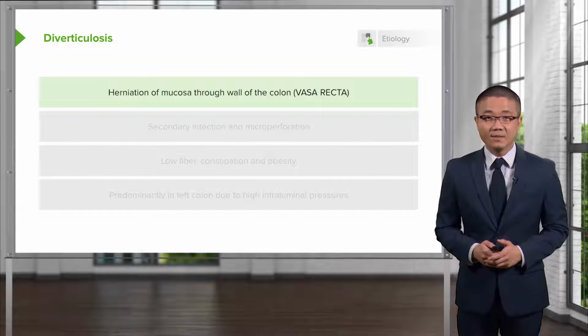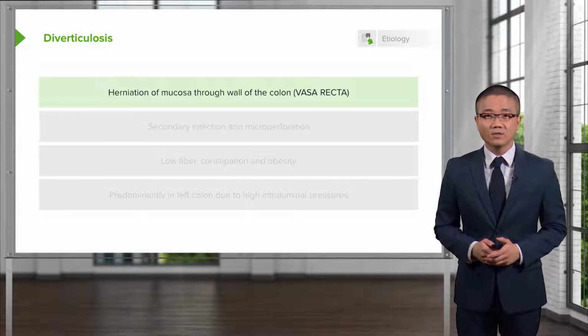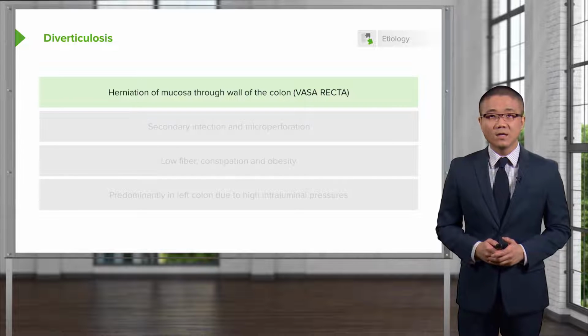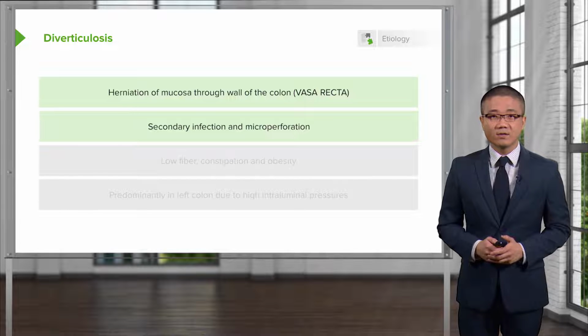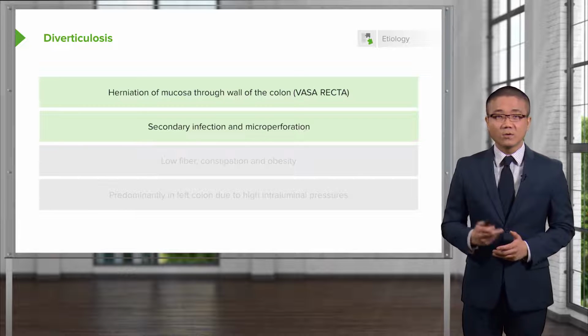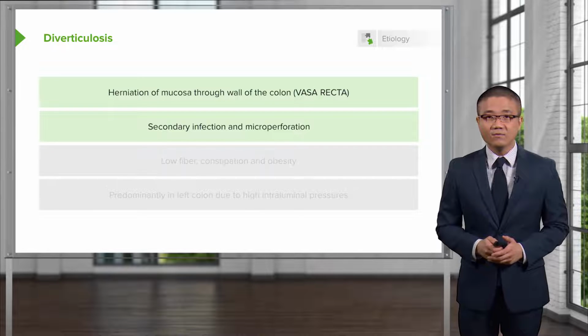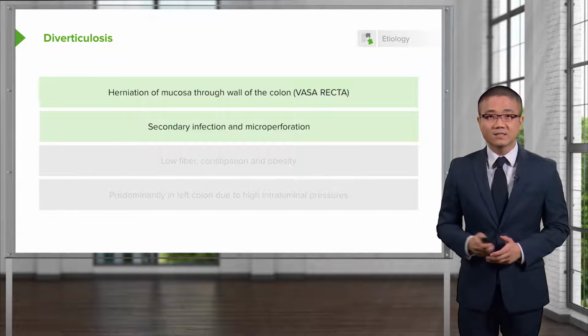Diverticulosis is a very common disease. It's anatomically a herniation of mucosa through the wall of the colon via areas of inherent weakness called the vasa recta, where the vessels are coming into the intestines. It can lead to secondary infection and microperforation, which is then diagnosed as diverticulitis. Itis meaning inflammation of the osis, so diverticulosis can progress to diverticulitis.